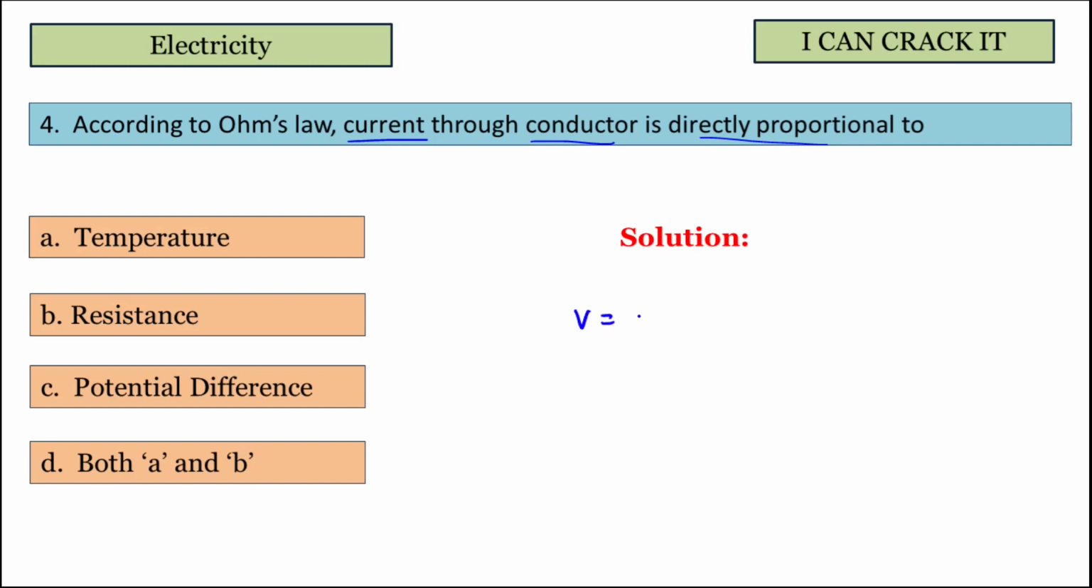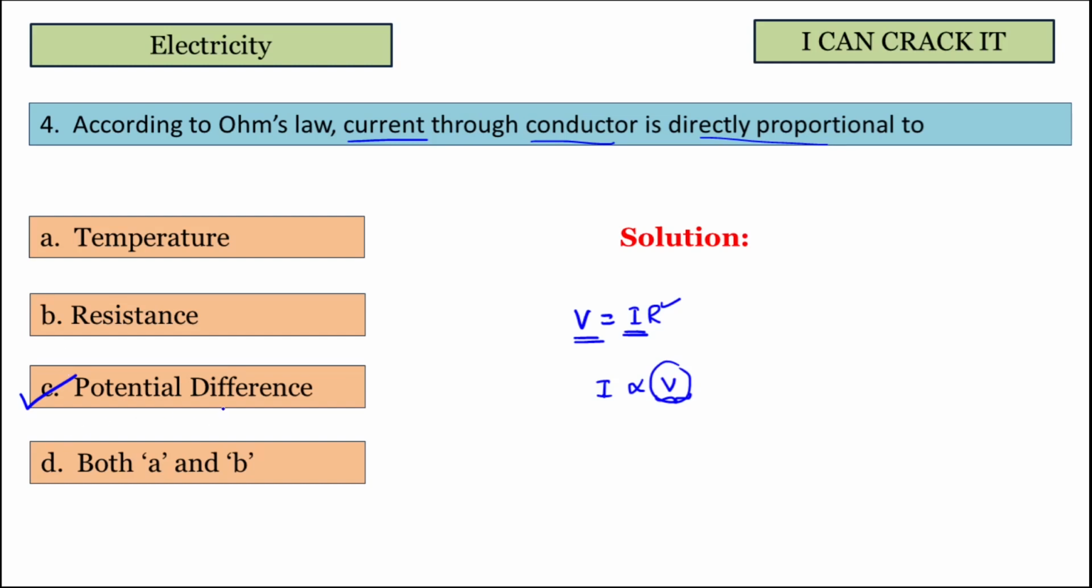See, we have seen the formula for Ohm's law. V equals IR. R is what? Resistance. So according to this, I is directly proportional to V. What Ohm's law says? The current through the conductor is directly proportional to potential difference V across the ends of the conductor. It means option C, potential difference. Current through the conductor is directly proportional to the potential difference according to Ohm's law.